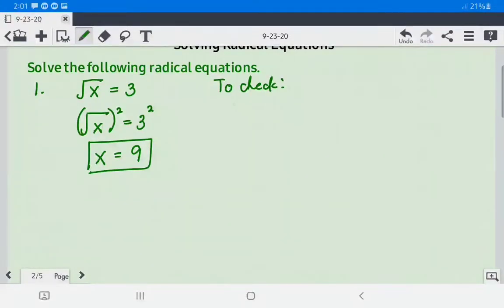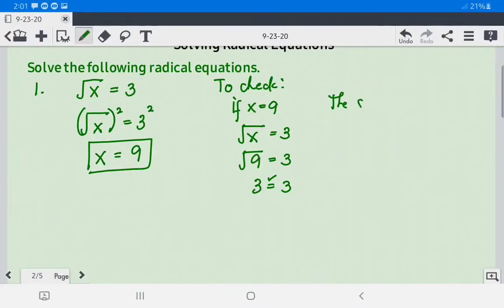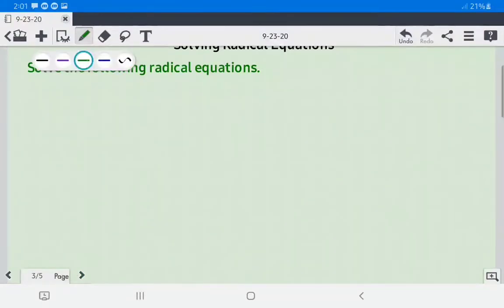Then after that, let us check. If x is equal to 9, so we have square root of x equals 3, square root of 9 equals 3, so square root of 9 is 3 equals 3. So we have a true statement, therefore the solution is 9, or x equals 9.